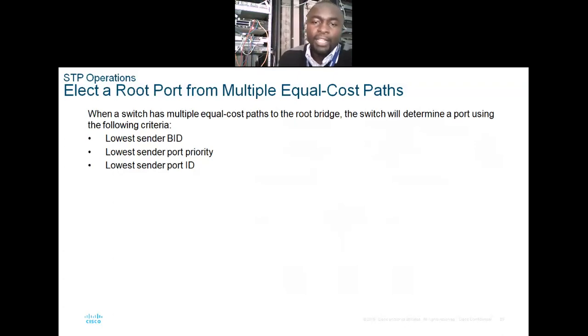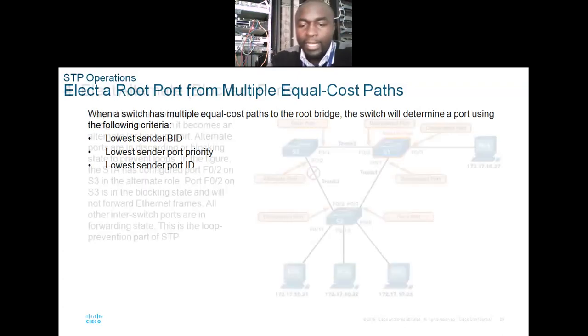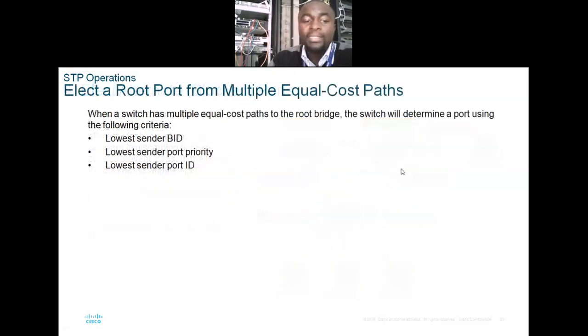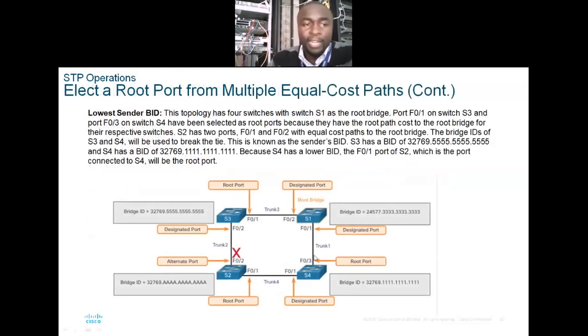So you see, in this particular case, we did the calculation from this switch. This is shorter than this distance. But in a situation where the distance is the same, look at this scenario, for instance. You have a root bridge here as switch 1. Now, this root bridge that is here, every port is a designated port. So I have a designated port here, I have a designated port.